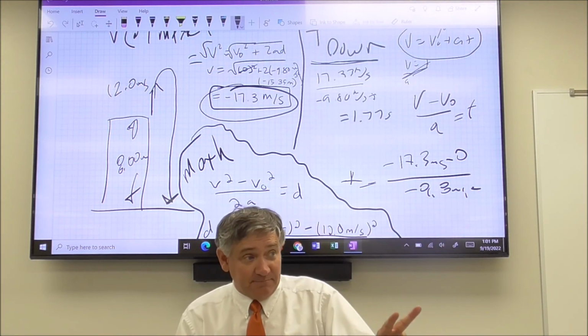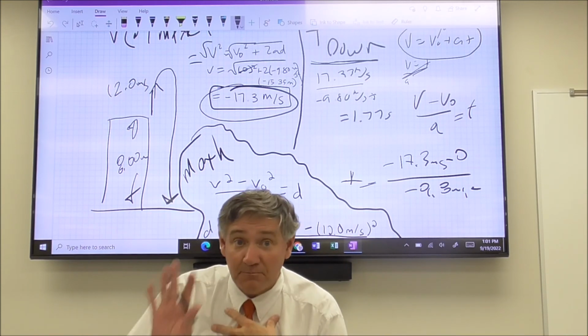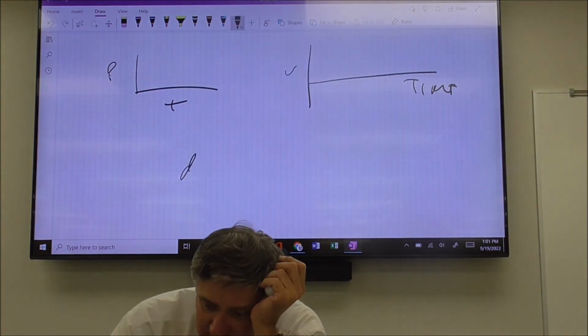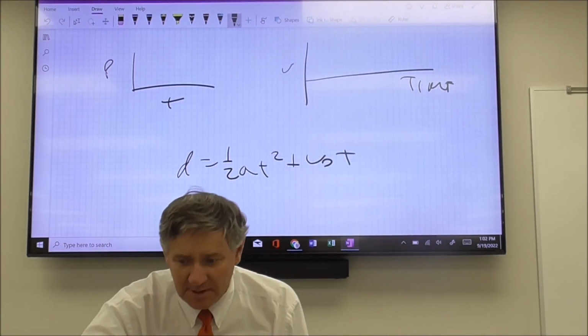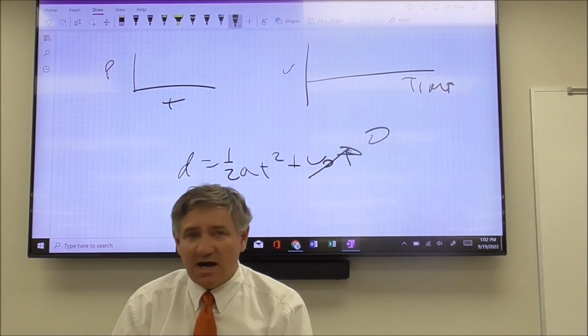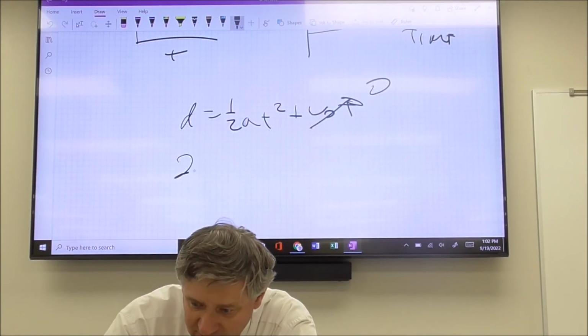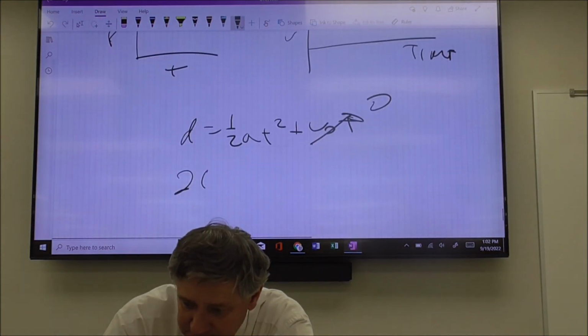What I would have done, you're going to get the same answer. What I would have done personally, I would have used distance equals 1/2 AT squared plus V naught time. And I would have said, okay, on the way down, my initial velocity is 0. It's going to fall. I know that it's going to fall that negative 15.35 meters.